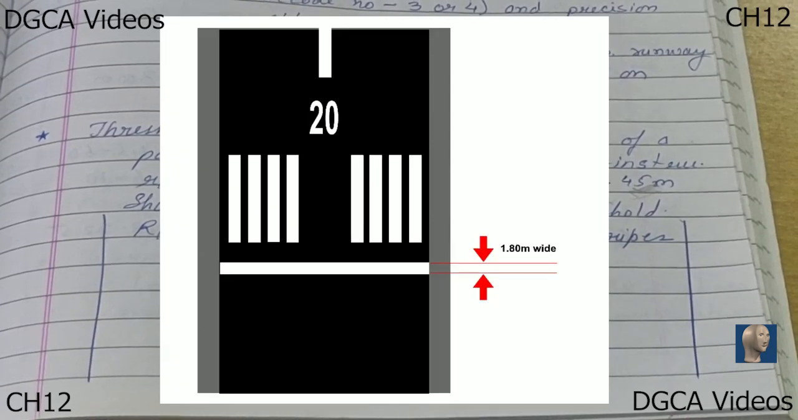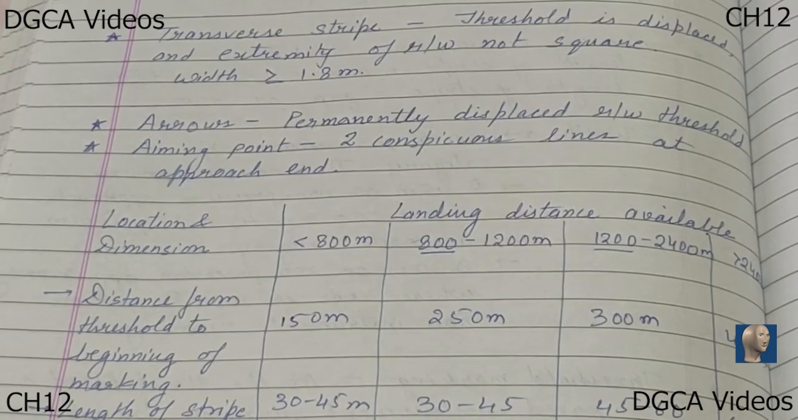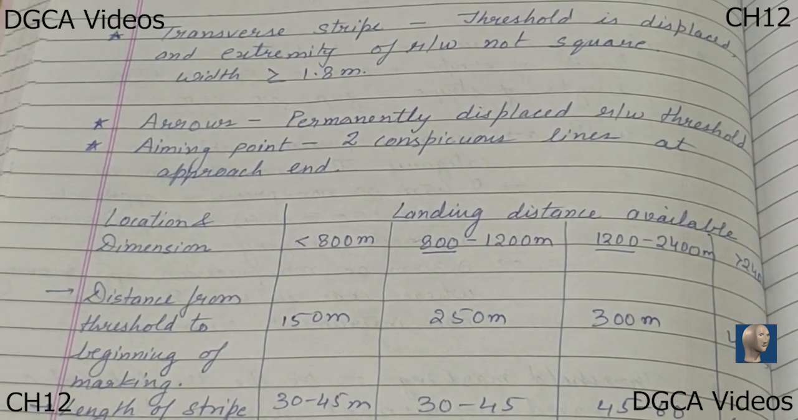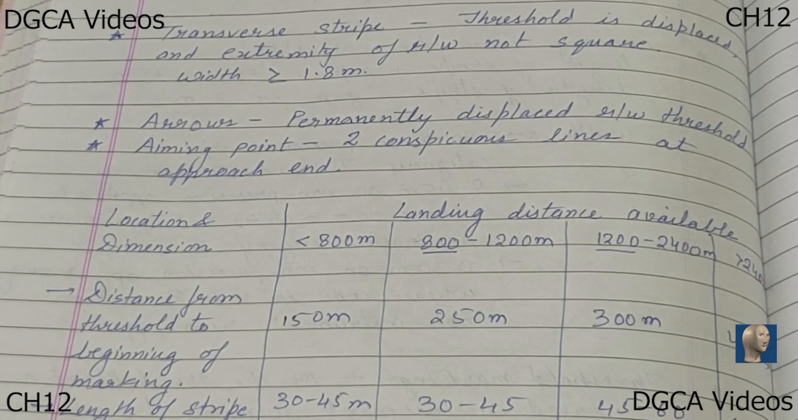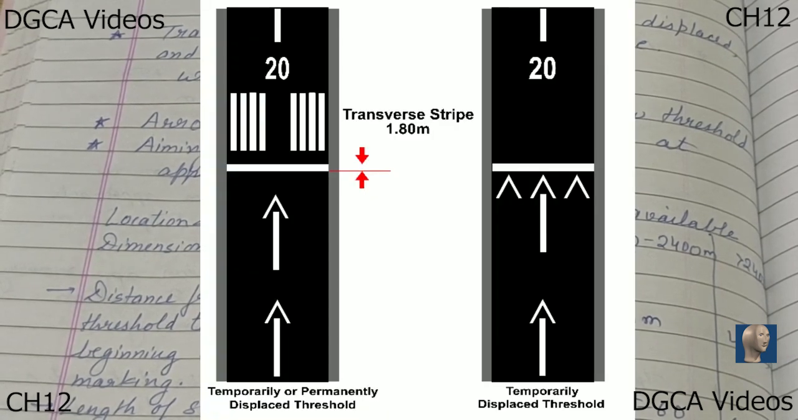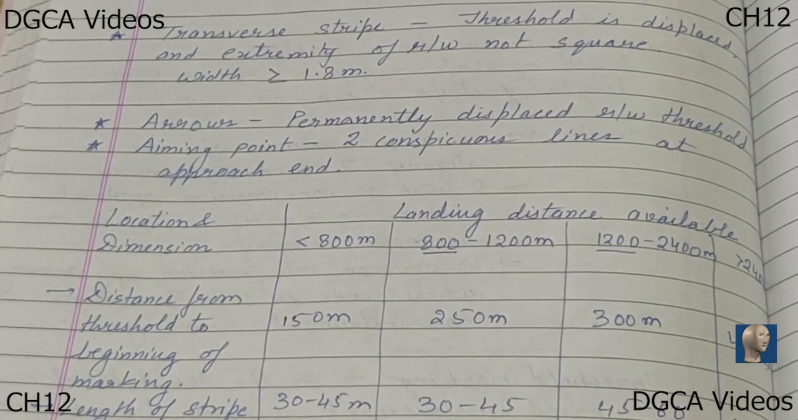Okay, now what is a transverse stripe? When the threshold is displaced, and the extremity of the runway is not square, in that case a transverse stripe is required. I will attach a photo, you can see it. This is the transverse stripe. Transverse stripe shall not be less than 1.8 meter wide.